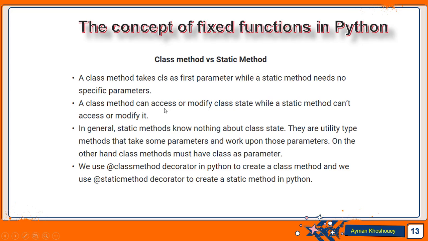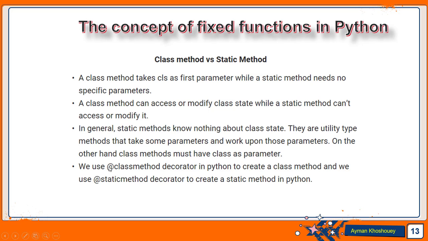A class method can access or modify class state, while a static method can't access or modify it. In general, static methods know nothing about class state. They are utility-type methods that take some parameters and work upon those parameters. On the other hand, class methods must have the class as a parameter.